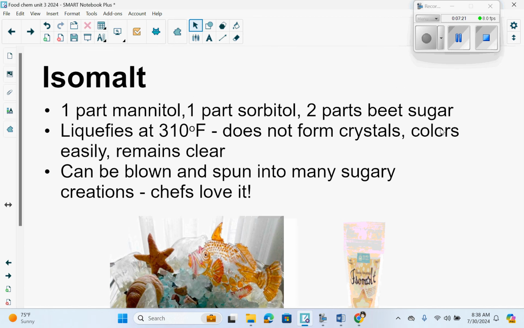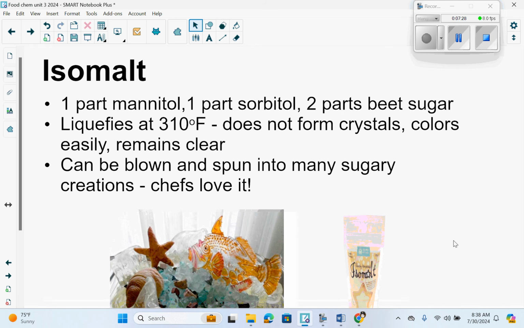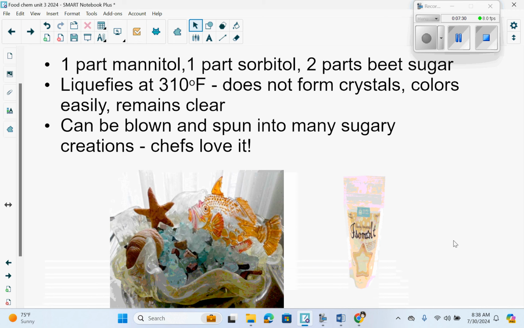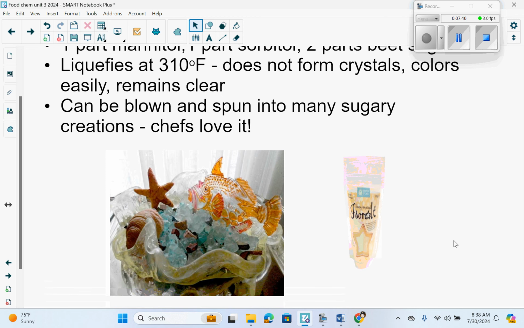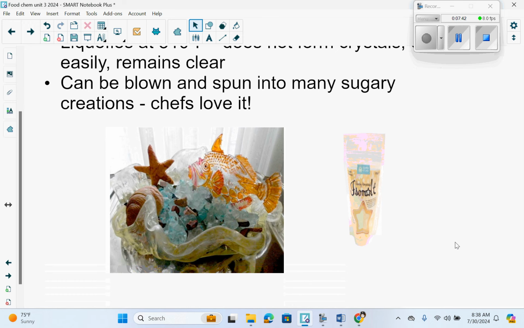Isomalt. This is 1 part mannitol, 1 part sorbitol, 2 parts beet sugar. It liquefies at 310 degrees Fahrenheit, does not form crystals, colors easily, and remains clear. It can be blown and spun into many sugary creations, and chefs love it. So this is very particular for the food industry.